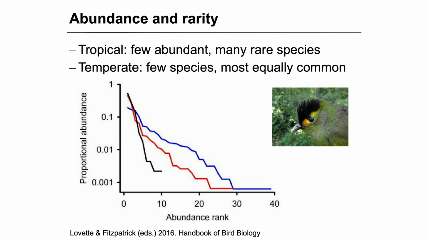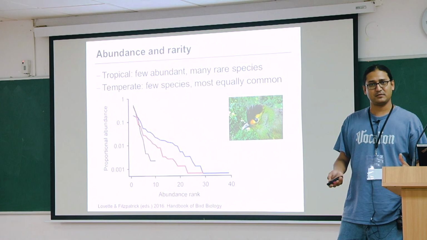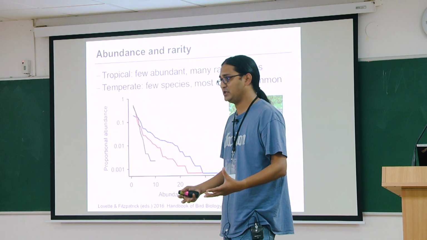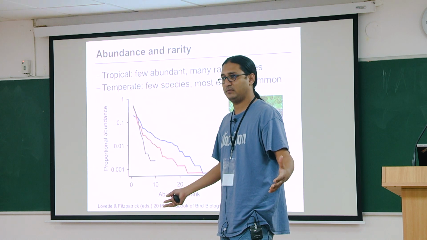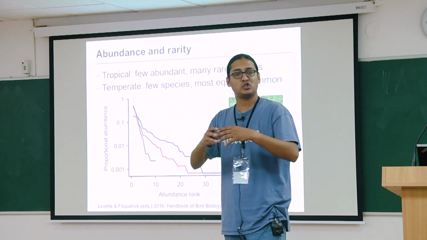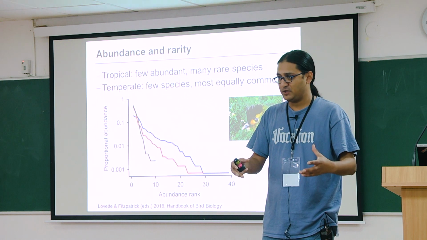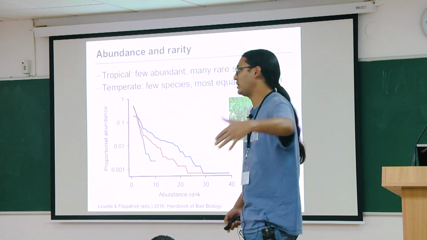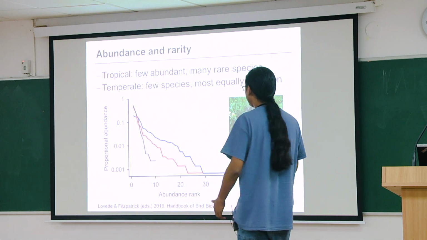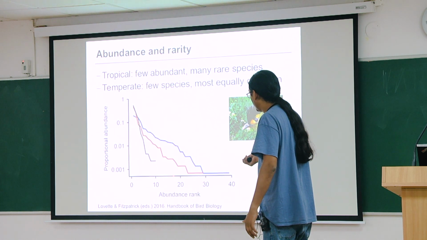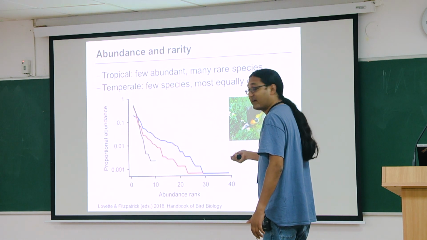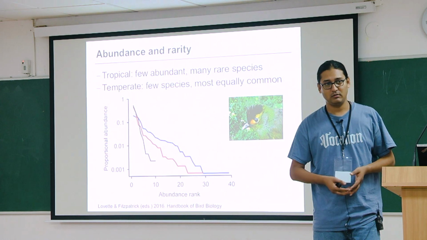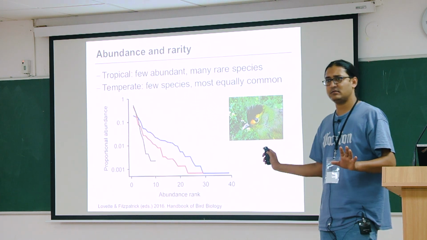And generally what we tend to see is in tropical systems, like the Western Ghats or the Eastern Himalayas, you tend to have a few very common species and a large number of rare species. Right? So the community as a whole is dominated by a few very common species. And you have a long tail of rare species that are at low abundances. Whereas in temperate forests, you're not going down to very, very rare species, right? You have fewer species, but most of them tend to be relatively common. Is this clear? Does this make sense?